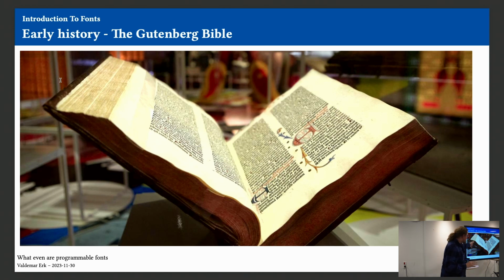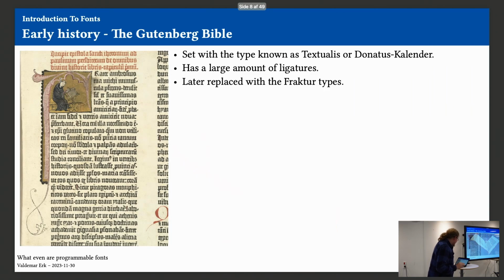It's set in, if I remember correctly, 42 lines on each page. It was set with a font that I think is called Textualis or something like that. It's not very readable now. You probably call it Gothic fonts or Fraktur now. But if you look here, we can see there are letters that are ligatured together. Like, for example, if we take a random place, you have H-I, for example, or R-I ligatured together.